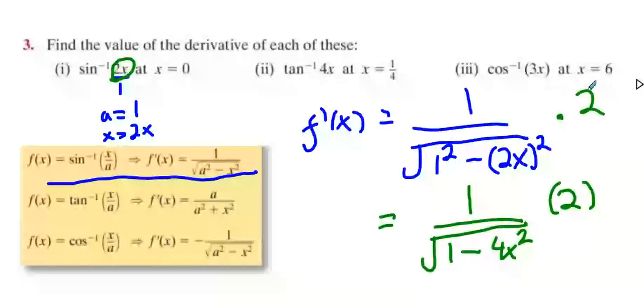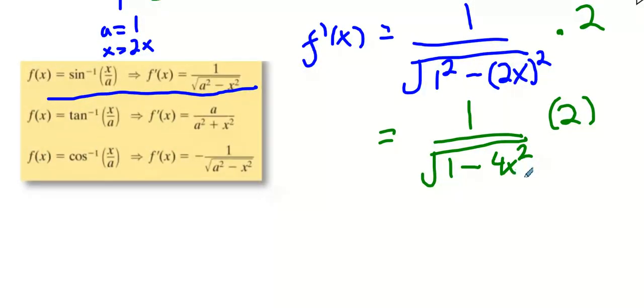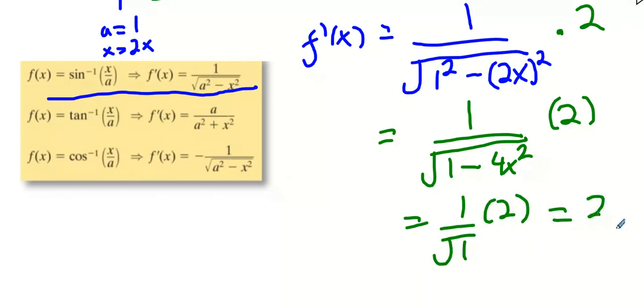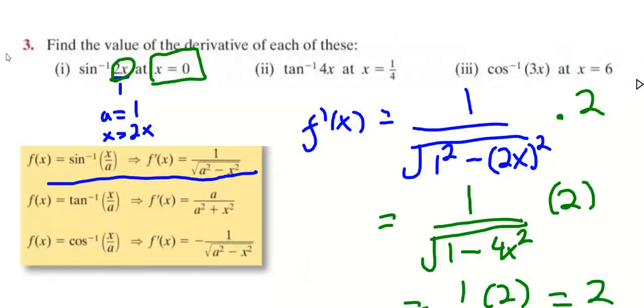Now, in this question, it does actually ask me to replace x with 0, so I'll do that now. What am I going to replace x with? 0. It's going to be 1 over root 1 multiplied by 2, and the answer is 2. Is that right? Now, will you guys try part 3 for me?